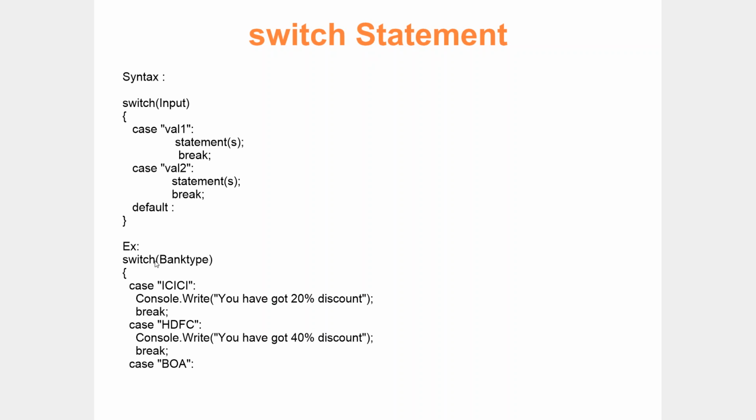Like this: switch, provide your input. What has to be validated? Bank type has to be validated. Against it, you can define n number of cases. Define a case for ICICI, a case for SDFC, a case for BOA. You don't have to write a separate if statement to validate each and every case. In this case, what will happen? First, the if statement will not be repeated that many times. Complexity will be reduced. Second, the readability and debugging process is very, very important.